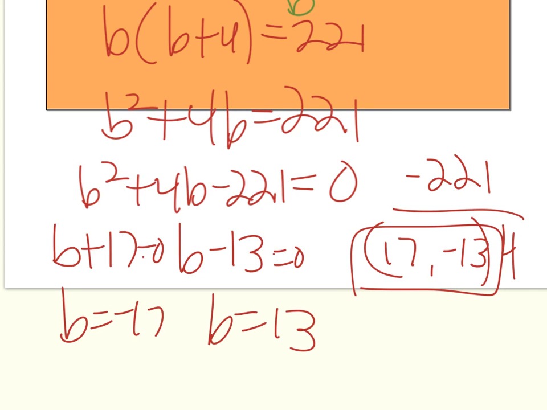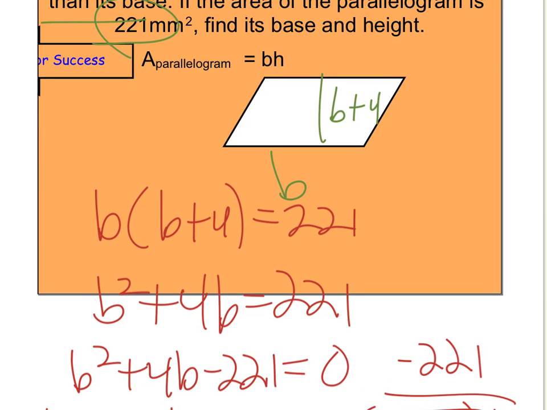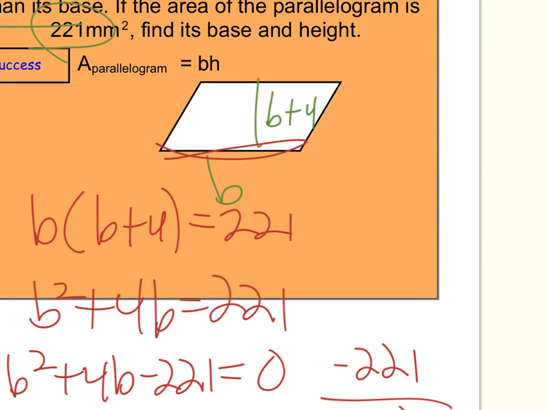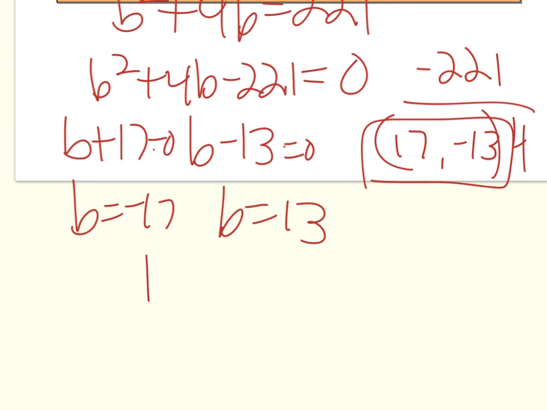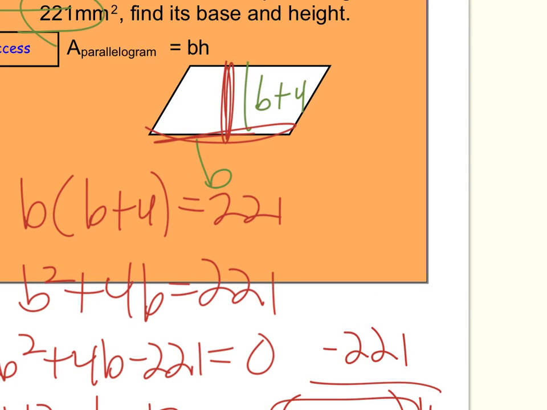But wait, Mr. Heron, I've got two answers. Well, which one of them makes sense in the context of the problem? We're talking about a base and a height. If we're talking about a base and a height, are you going to tell me a negative number makes sense? Well, I don't think so. So I think 13 makes a heck of a lot more sense. So I'm going to go with 13 for an answer, which means that the height is going to be 17. All right, so bear in mind what you're dealing with, especially in the context of the problem.